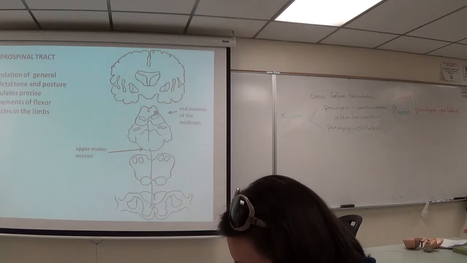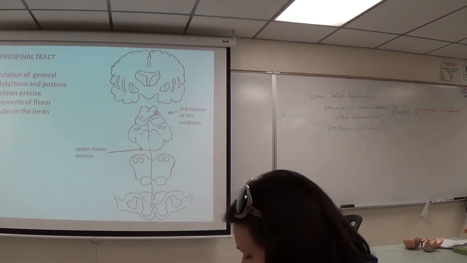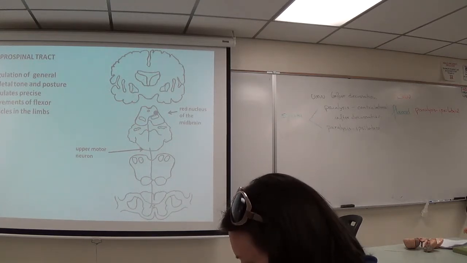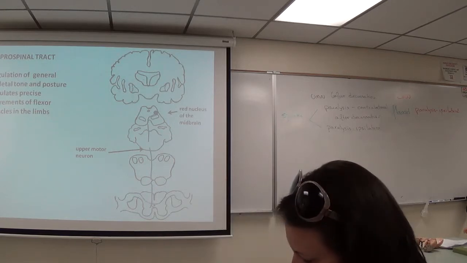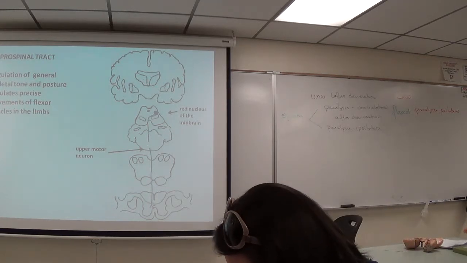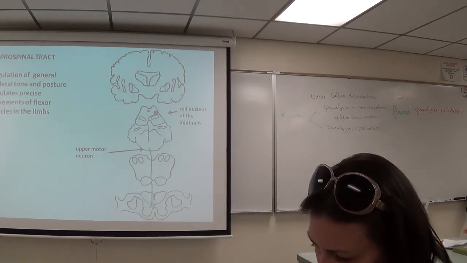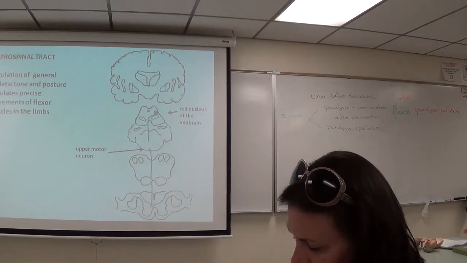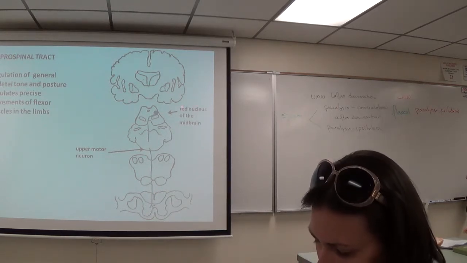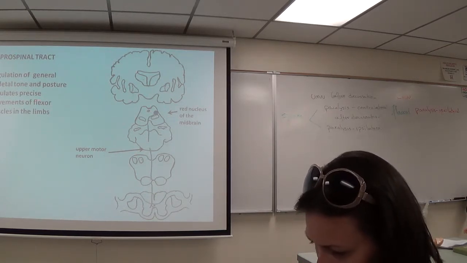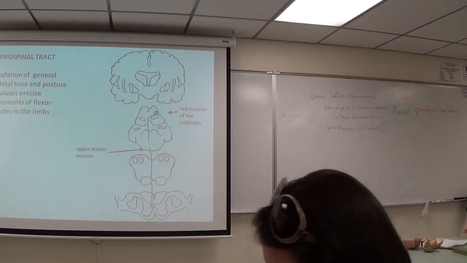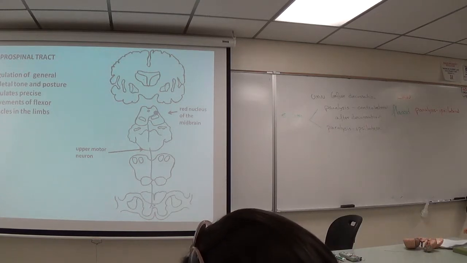So I said you were going to learn 2 new things on Friday. Anybody remember what the first new thing was you learned? That's this one. The medial lemniscus. Okay. So rubrospinal refers to the red nucleus, which is part of the midbrain, and this is the motor component of the spinocerebellar tract.